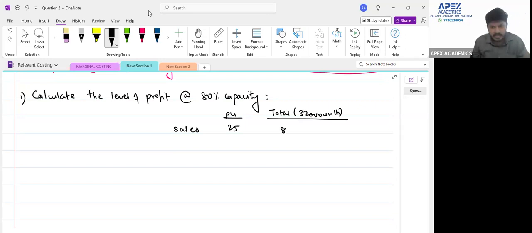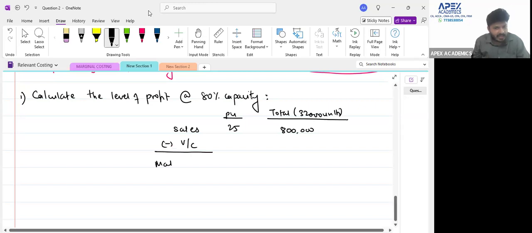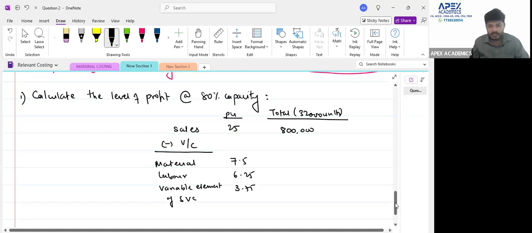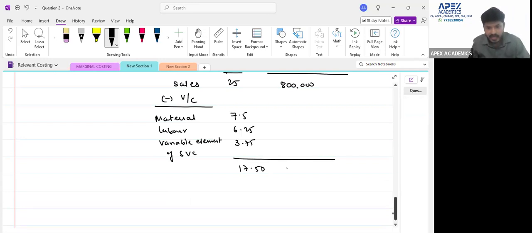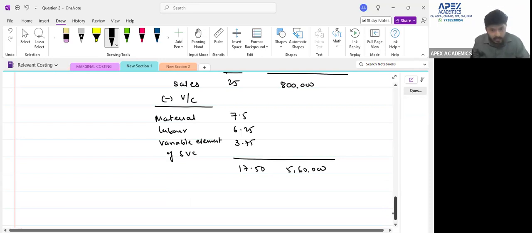What are your sales? 8 lakhs, which was given to us. What will be deducted from this? Variable cost will be deducted. What was deducted first? Materials. What was deducted second? Labor. What was deducted third? The variable element of semi-variable cost. How much was that? That was 3.75. How much did the total come to? 17.5. So 17.5 multiplied by 32,000. What is the answer? The answer is 5,60,000. Correct? So how much is your contribution? Contribution is 25 minus 17.5, which is how much? Which is 7.5 per unit. For how many units? 32,000 units. What is your answer?